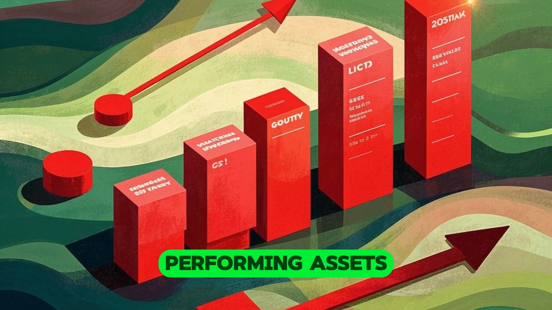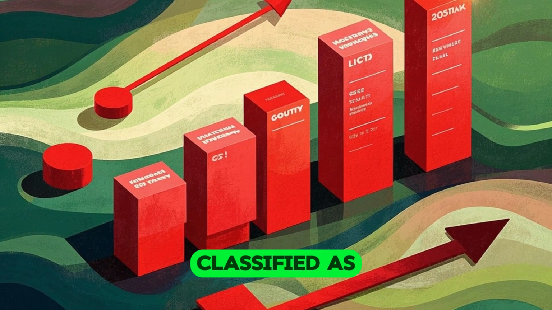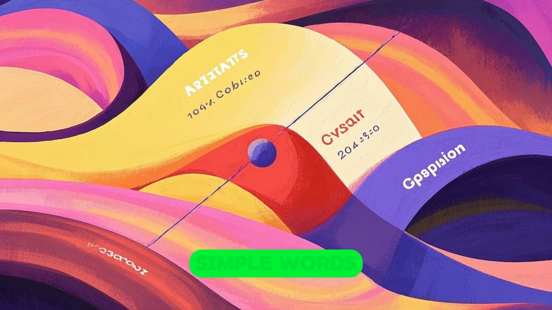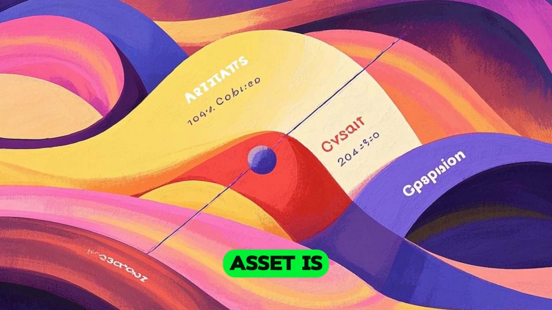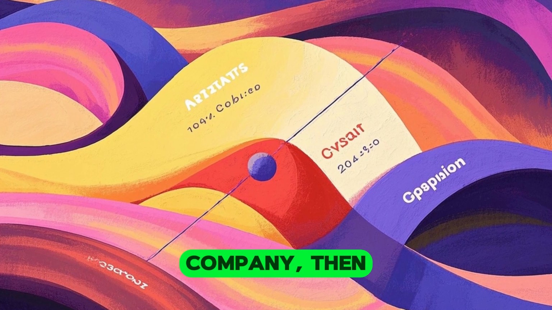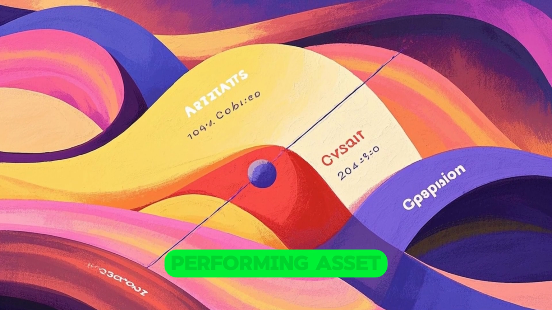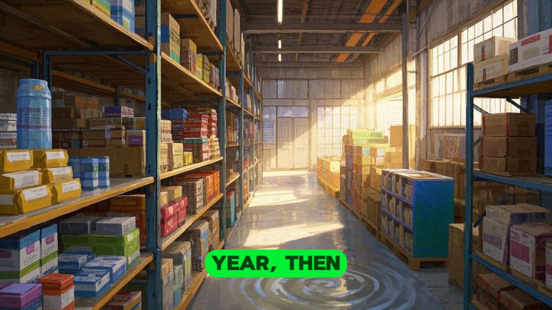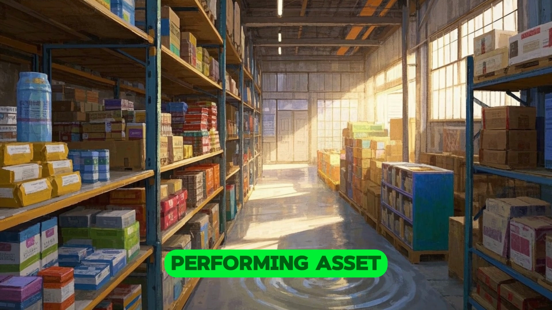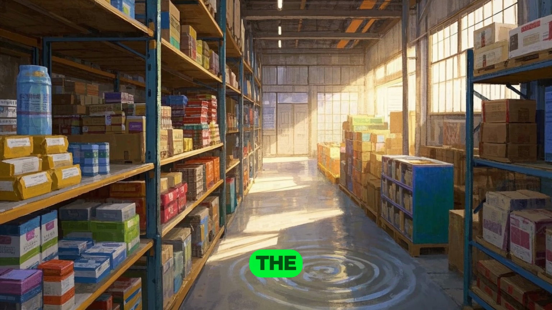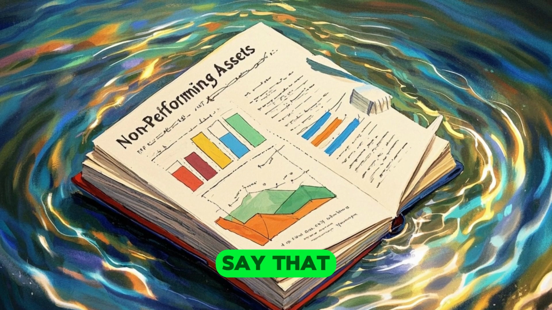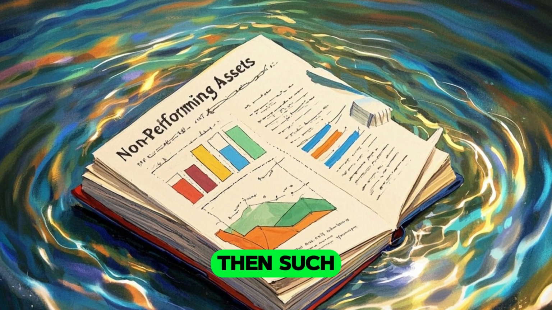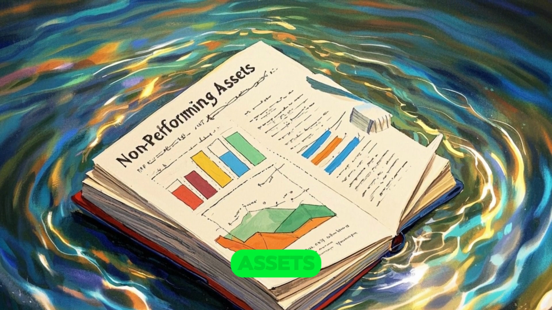Current non-performing assets are those assets which have been classified as non-performing assets under the current assets. So in simple words, we can say that if a current asset is not generating any profit for the company, then such a current asset becomes a non-performing asset. For example, if the inventory of a company is not sold within a year, then such inventory becomes a non-performing asset because it is not generating any profit for the company. In simple words, we can say that if an asset is not generating any revenue or profit for the company, then such type of assets are called as non-performing assets.